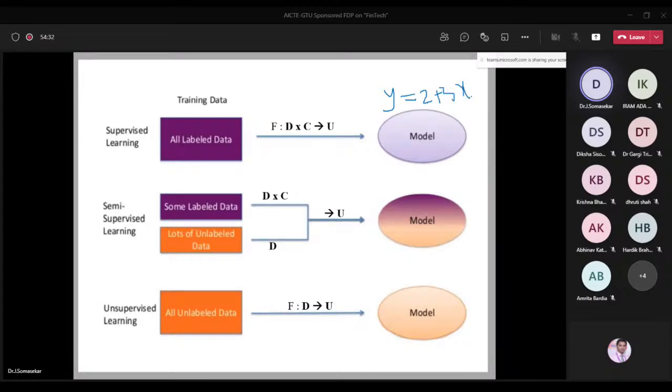By using that, I can identify the Bitcoin prediction for today. That means the closing price today, or maybe tomorrow. Like that, we can identify. That is the model we are looking for based on the historical data. But here we have labeled data. Labeled data means we have the closing price of each day up to yesterday available.